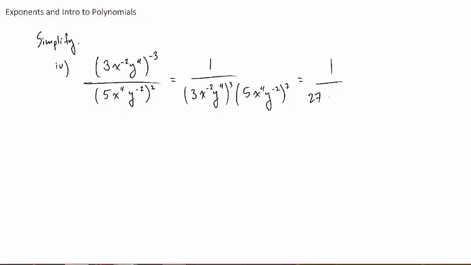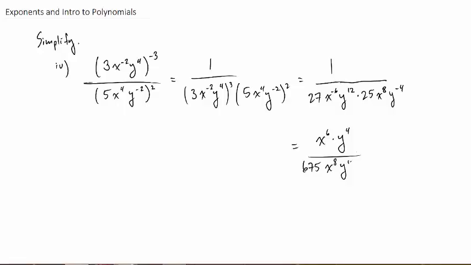Right. Now we just apply all those exponents. 3 cubed is 27, negative 2 times 3 is negative 6, and so on. And check on my calculator that 27 times 25 is 675, and that goes on the bottom. Notice I flipped those, the x to the 6 and the y to the 4 up to the top. They became positive powers when they're on the top.